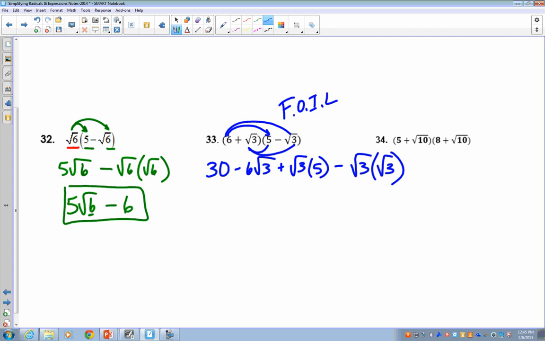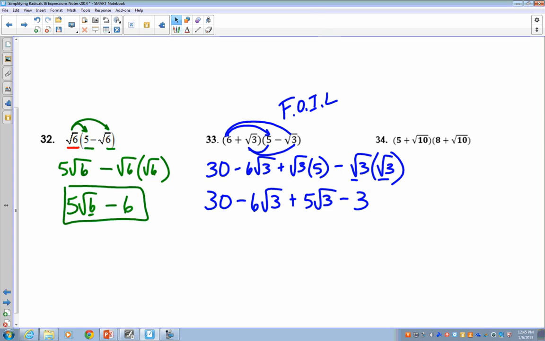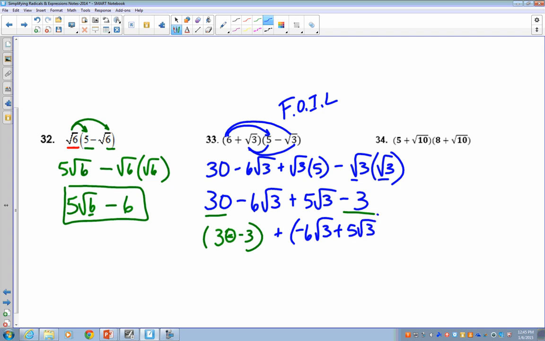All right, so we're just going to do some simplifying. We have 30 minus 6 square root of 3 plus 5 square root of 3 minus 3, because whenever you multiply the radical times itself, it's just going to leave you with the radicand. So I can add my like terms. The like terms here are the 30 minus the 3. And then I have the negative 6 radical 3 plus 5 radical 3. Now these I can add together because they have the same radicand. So I'm going to be left with 27 minus the square root of 3. And that's my final answer.